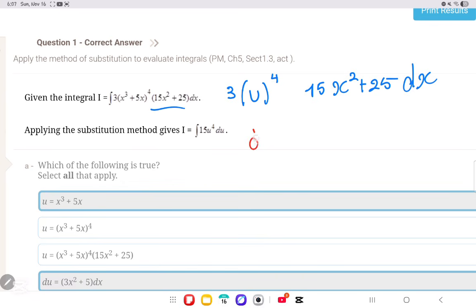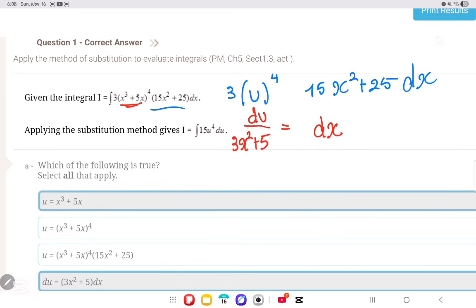What did they do? They took dx and they made it into du, right? So du over dx is equal to the derivative, u prime. So what's the derivative of u? If u is x cubed plus 5x, its derivative is going to be 3x squared plus 5. Now, what would that mean? That would mean that dx is equal to du over u prime, so over 3x squared plus 5.